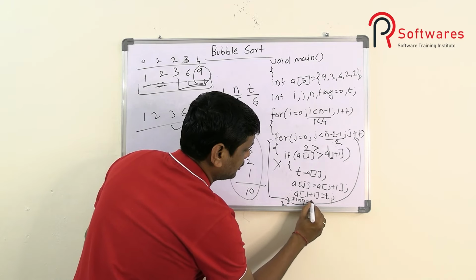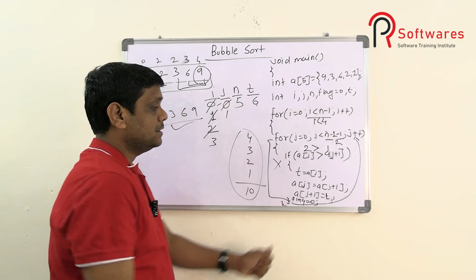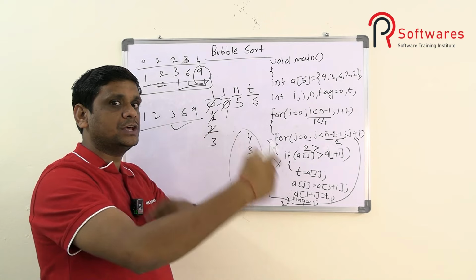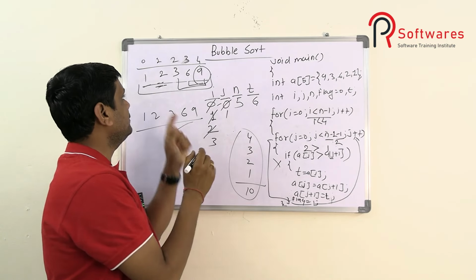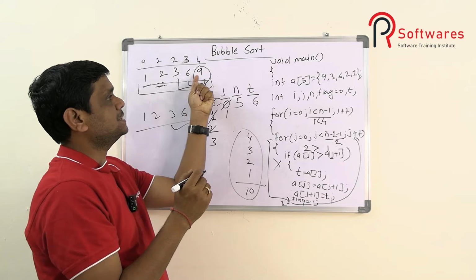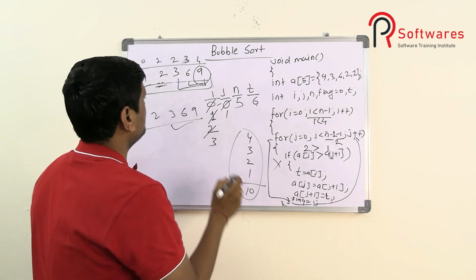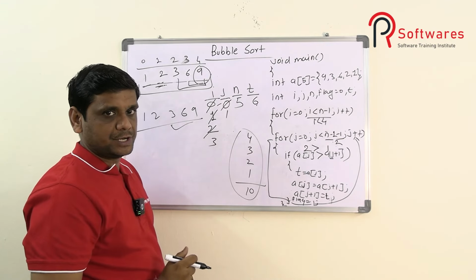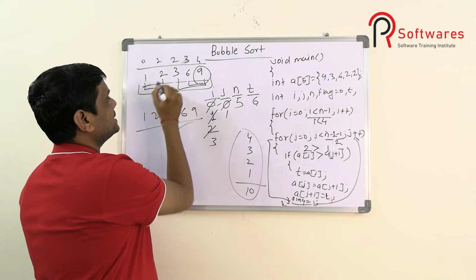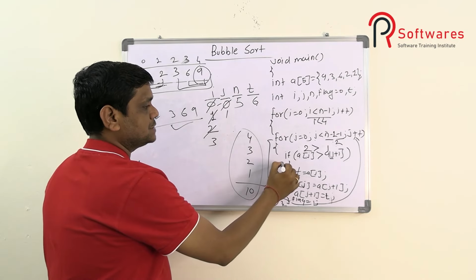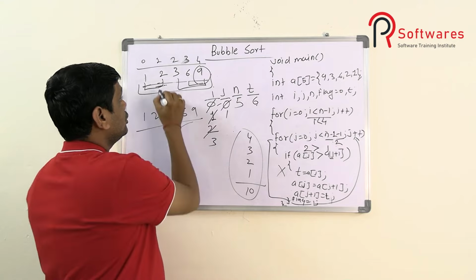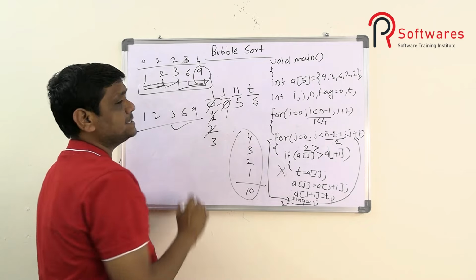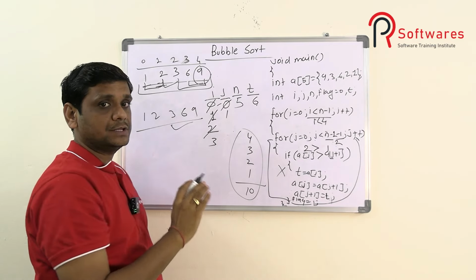Don't worry guys, in practical I already explained all this stuff. Flag is equal to 1. What is the meaning? Sir, when the first time I am checking all the values, I am comparing 1 with 2, 2 with 3, 3 with 6, 6 with 9. As per this program, when I started, 1 with 2, 1 greater than 2, condition false, means this logic will not perform. 2 with 3, 2 greater than 3, false, this logic will not perform. 3 with 6, this logic will not perform. 6 with 9, this logic will not.